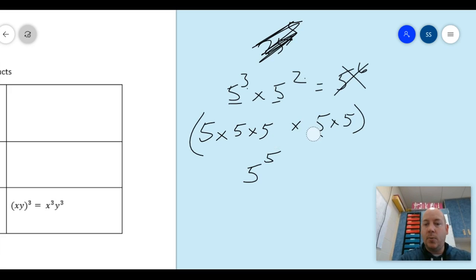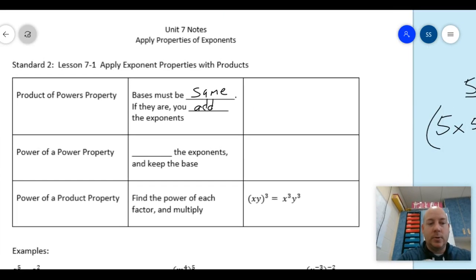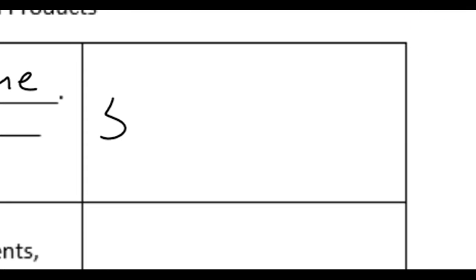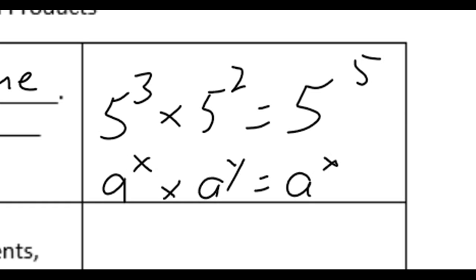If I combine that into one single thing, we just have 5 5s. That's 5 to the fifth power. So when we have this rule, when the bases are the same, you add those exponents. An example, let's use the one we did: 5 to the third times 5 to the second equals 5 to the fifth. A to the x times a to the y equals a to the x plus y power. We just add those exponents. Again, bases have to be the same. I can't go 6 to the third times 4 to the fifth and add exponents. It's got to be the same base.